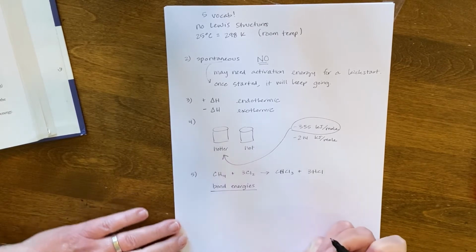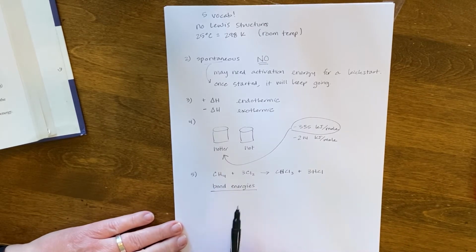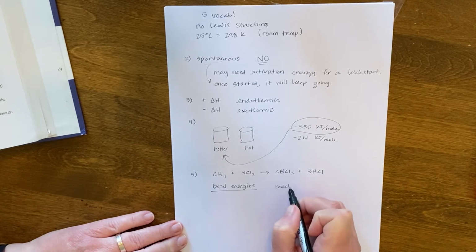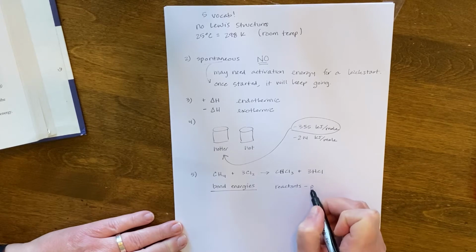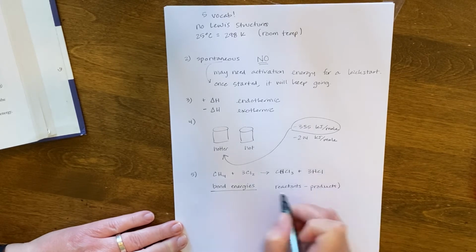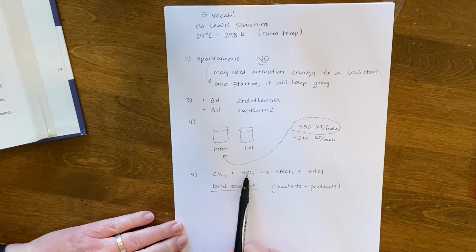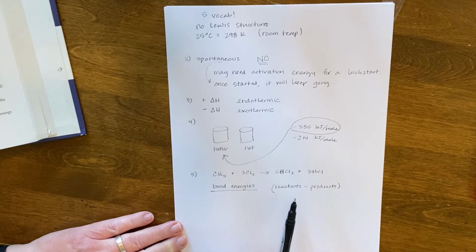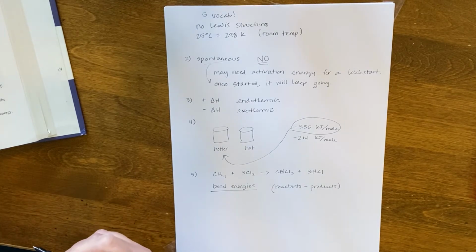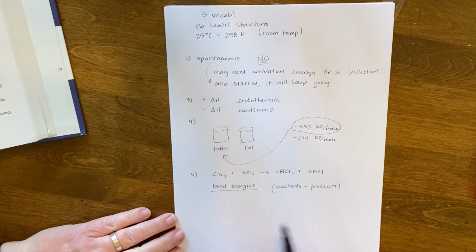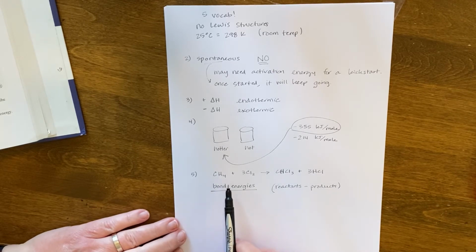Now bond energies is the only equation in this whole chapter where it's reactants minus products. So we're going to take the bond energies of the reactants and subtract the bond energies of the products. Every other equation is the products minus reactants. So remember that bond energies is reactants minus products. To use bond energies, this is where I need to know what the Lewis structures look like. Now again, you won't need to come up with the Lewis structures on your own on the test. On this question we did.